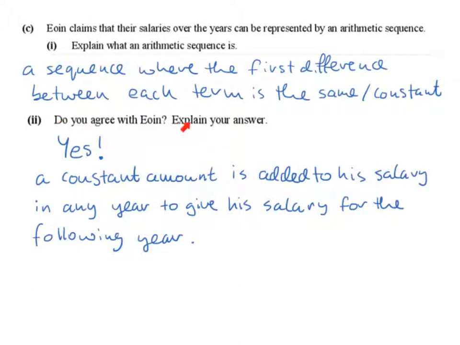And do we agree? Do we think it is an arithmetic sequence? Yes, we do. A constant amount is added to his salary in any year to give his salary for the following year. So his salary went up by the same amount every single year. So therefore, it is an arithmetic sequence. This is also known as a linear sequence. And if we were to draw it out on a graph, it would form a straight line.